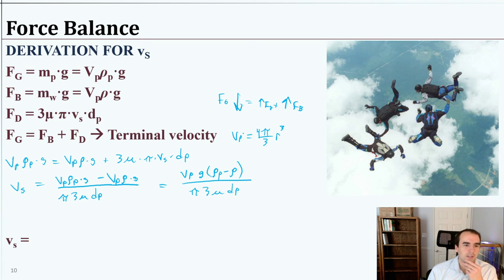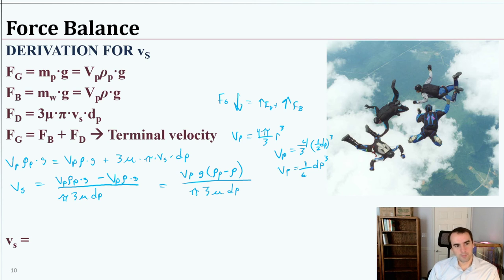So if we take this and convert it to diameter, then we have four-thirds times essentially 1 over 2 dp, and we're cubing that whole thing. So 2 cubed is 8, right, so we get 4 divided by 8 times 3, so 8 times 3 is 24, 4 divided by 24 is 1 over 6. So it ends up simplifying to 1 over 6 dp cubed.